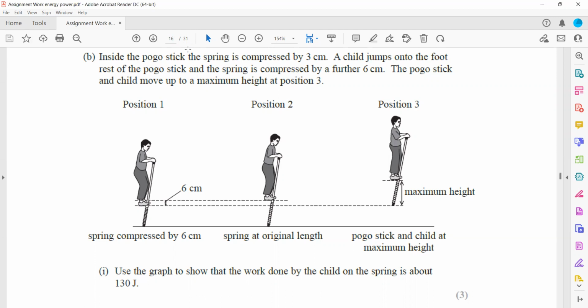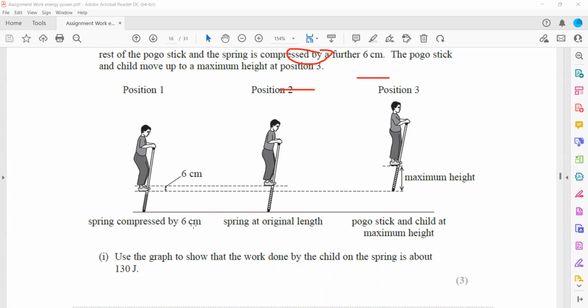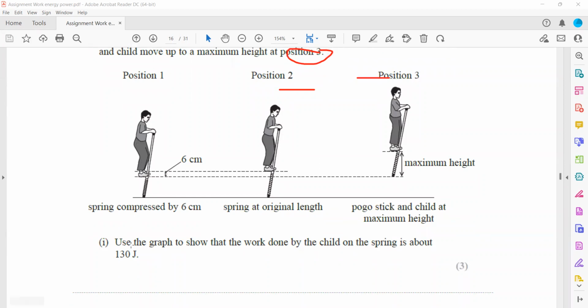So inside the pogo stick, the spring is compressed by 3 centimeters. A child jumps onto the footrest of the pogo stick, and the spring compresses 6 centimeters further. The pogo stick and the child move to a maximum height at position 3, you can see. Then the spring is compressed by 6 centimeters from the original length, and the pogo stick and the child reach a maximum height. Use the graph to show that the work done by the child on the spring is about 130 joules.